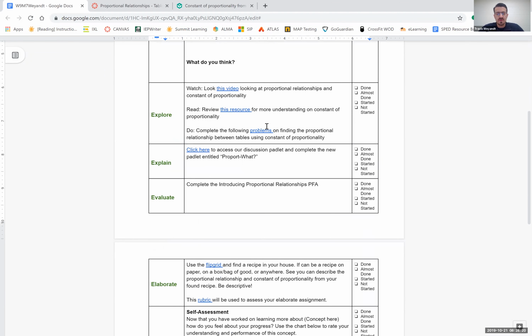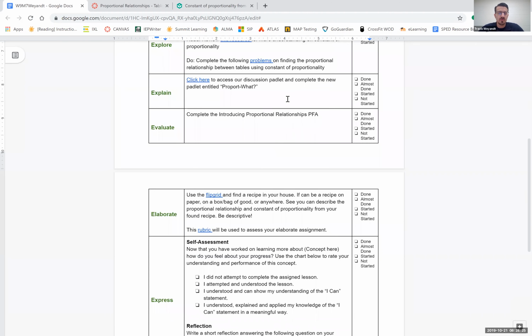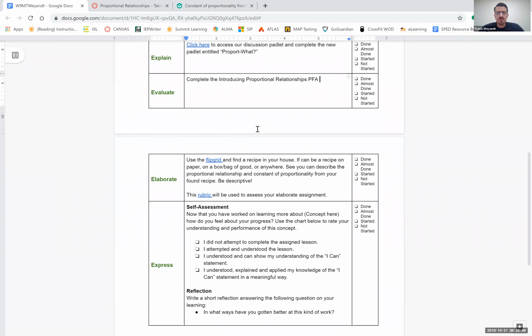So after you explore through those more resources, I have some things here at the end, and we showed these before. In the explain, we have a Padlet again. An example in that Padlet is you identifying, practicing what you explored in a situation. Is that a proportion? And if it is, why? Or if it's not, why not? And in the evaluate section, I'm going to simply have you complete the introducing proportional relationships power focus area. So make sure you're in the resources, take the diagnostic, and attempt that power focus area.